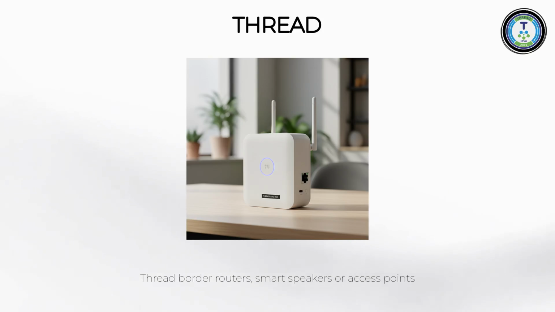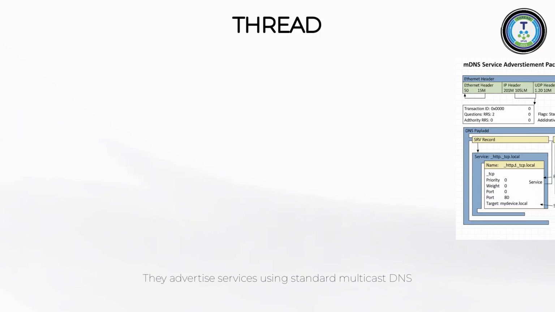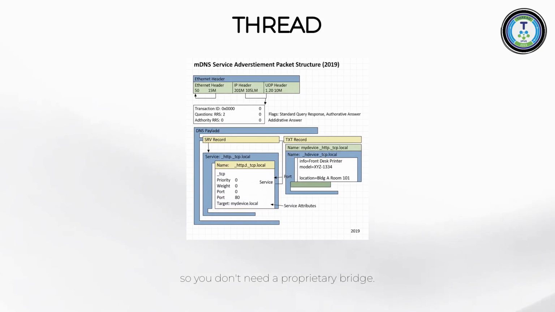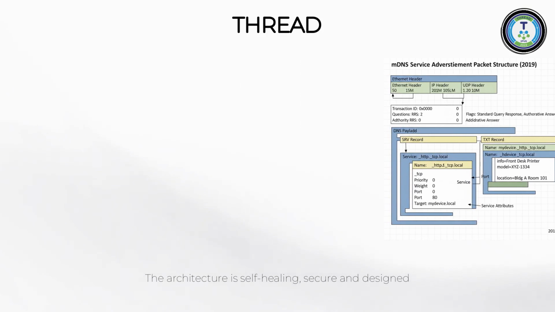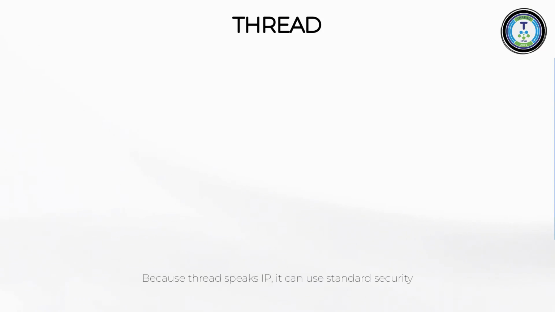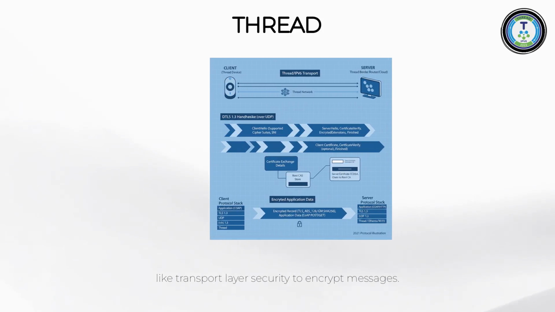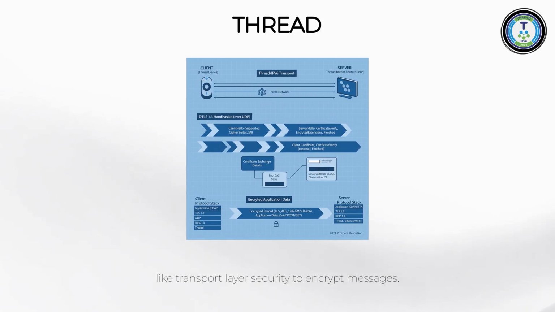Thread border routers, smart speakers, or access points with Thread radios connect the mesh to your Wi-Fi so your phone or laptop can discover devices. They advertise services using standard multicast DNS, so you don't need a proprietary bridge. The architecture is self-healing, secure, and designed for low power. Because Thread speaks IP, it can use standard security, like transport layer security, to encrypt messages.